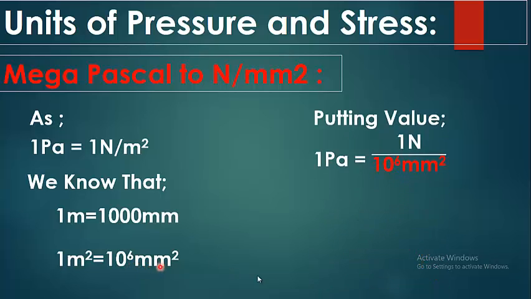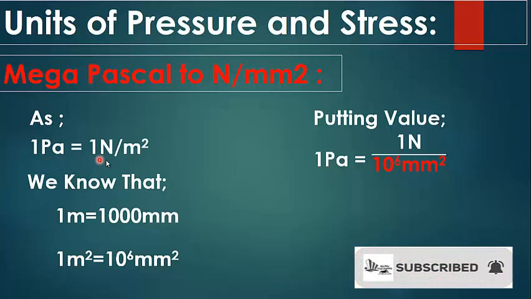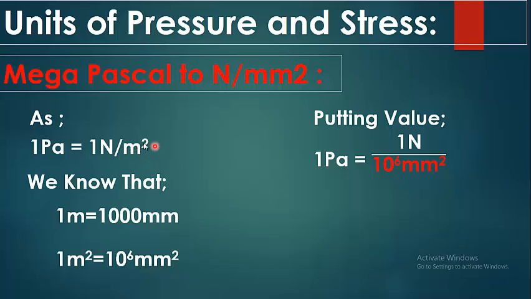Now, as we have told here that 1 Pascal is equal to 1 Newton per square meter, we replaced square meter with its value, that is 10 raised to the power 6 millimeter square. Now by rearranging the equation, as you can see, this 10 raised to the power 6 has been shifted to the other side of the equal. So it will be equal to 1 multiplied by 10 raised to the power 6 Pascal is equal to 1 Newton per square millimeter.